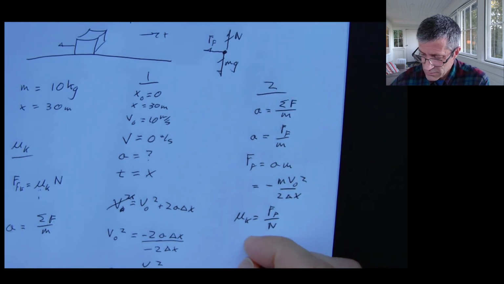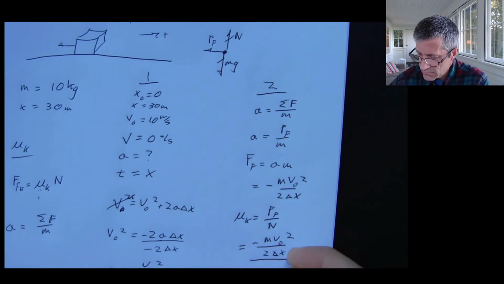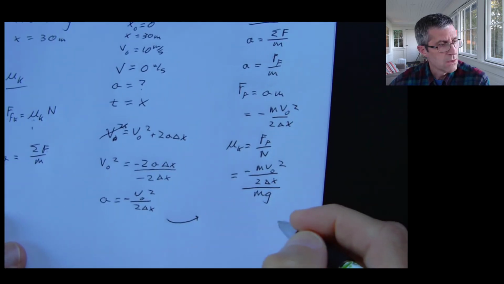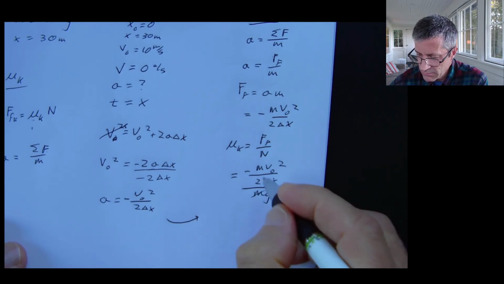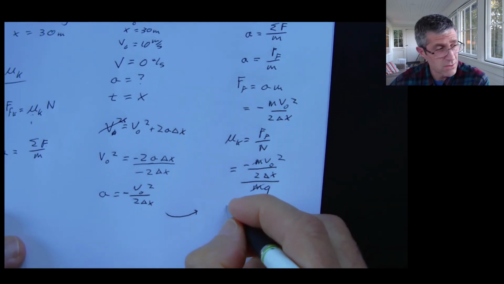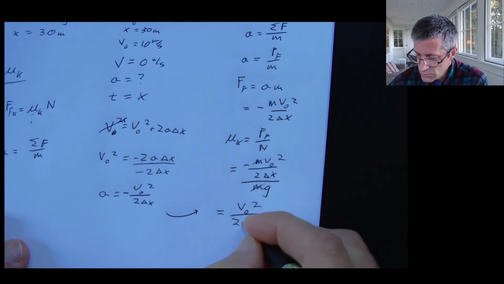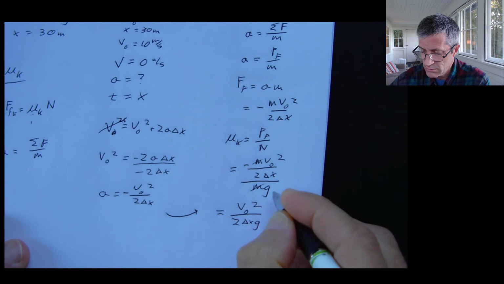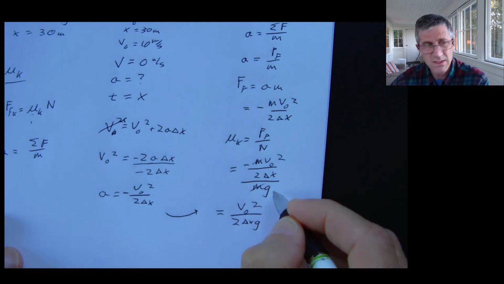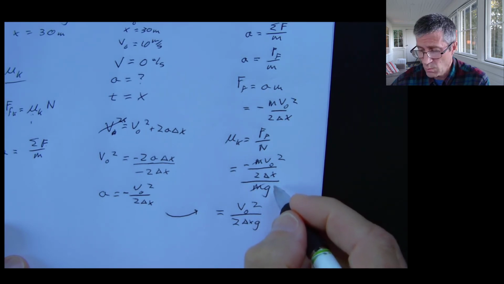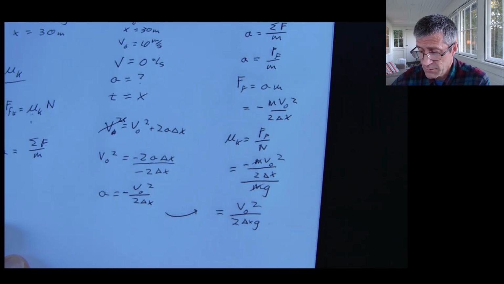Right? So I'm going to plug stuff in. So I have my frictional force is minus m v naught squared over 2 delta x. I'm going to divide this by mg. Notice what happens, right? So my mass cancels. Curious, right? So I didn't even need to know mass. So I'm going to have v naught squared over 2 delta x times g. Remember, if I'm dividing by something, it's the same as multiplying by the inverse. So it's the same as multiplying by 1 over g, which gives me this.